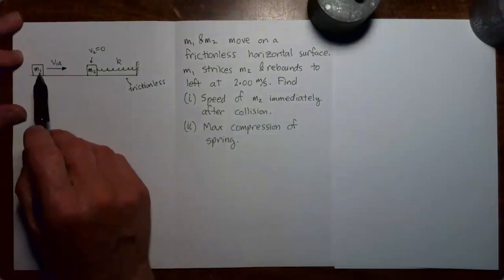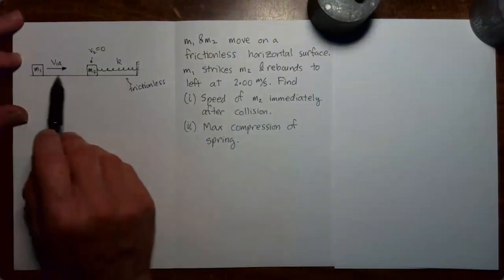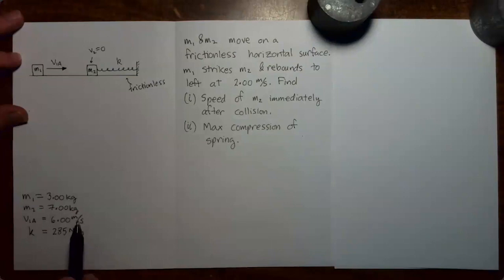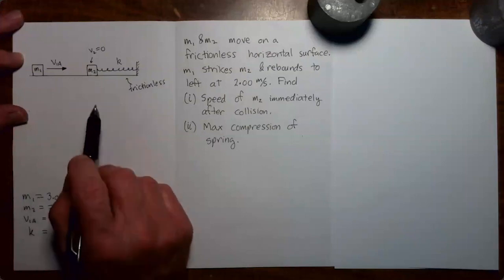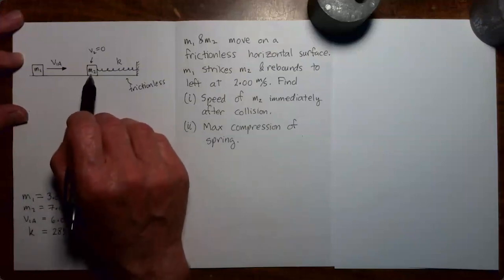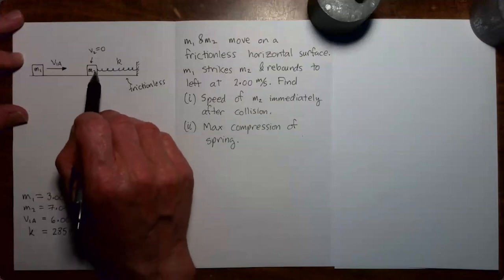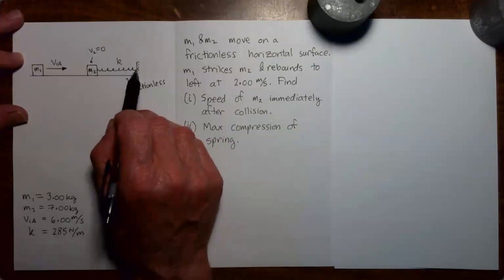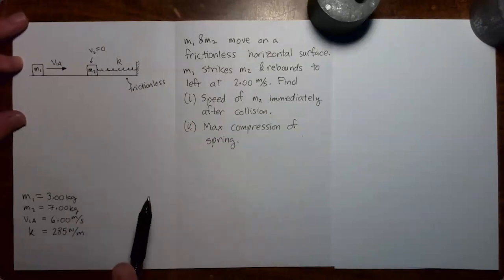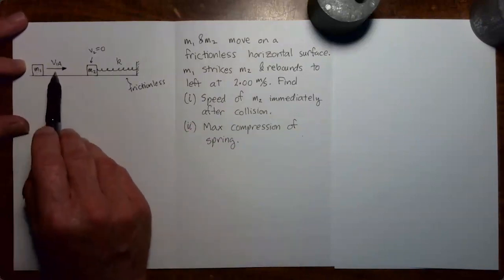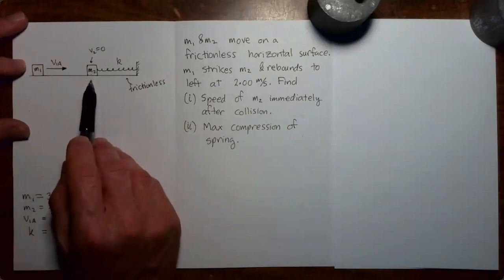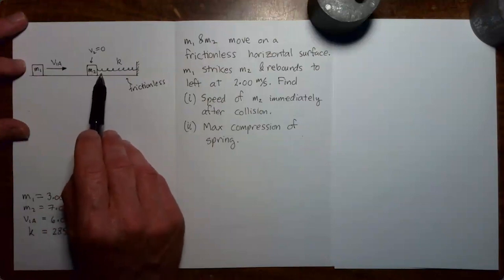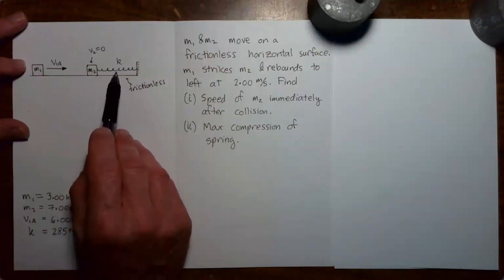In this problem, I have two masses which are able to move on a frictionless horizontal surface. Initially, I have mass 1 moving to the right. Mass 2 initially has a velocity of 0, and mass 2 is attached to one end of a spring, and then the other end of the spring is fixed to a wall. What's going to happen is that mass 1 is going to come in and collide with mass 2. After the collision, mass 2 is going to continue to the right, thus compressing the spring.